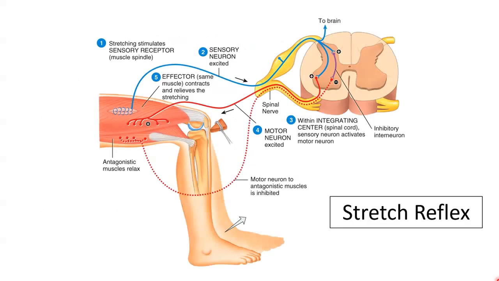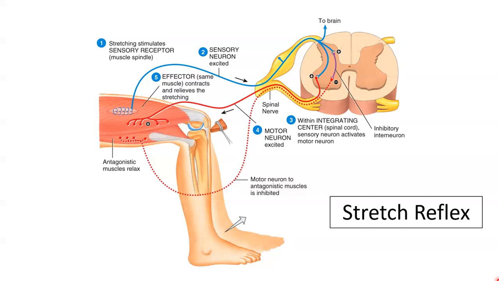Now, two specific reflexes that we're going to walk through, and I want you to be aware of them due to their relationship to some of the sensory receptors that we talked about earlier, are the stretch reflex and the tendon reflex. So a stretch reflex causes contraction of a skeletal muscle, which is our effector, in response to the stretching of the muscle, which is the stimulus, and is detected by a muscle spindle, which is the receptor.